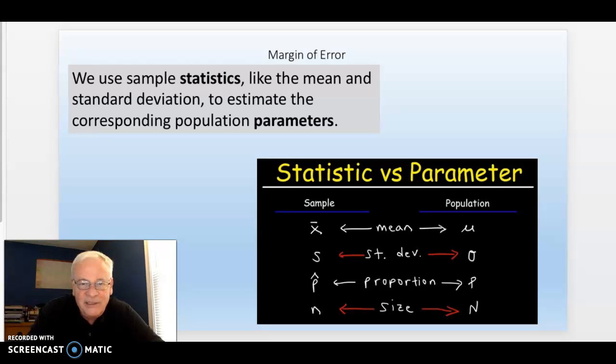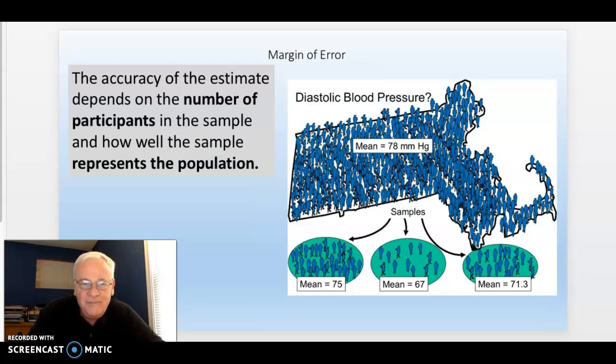We use statistics to estimate their corresponding population parameters. It's hard to get all the data from a huge population, so we're estimating parameters using the statistics that we get from the sample. And of course, the accuracy of our estimate depends on two things: the number of participants in the sample and how well that sample represents or reflects the population that we're trying to measure.